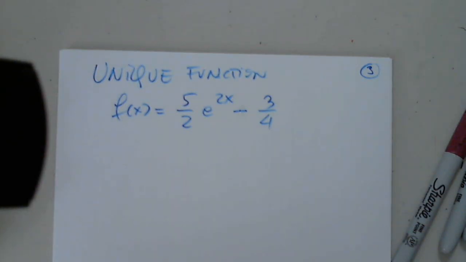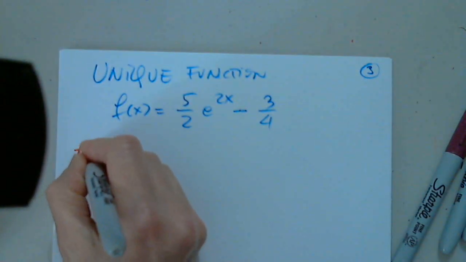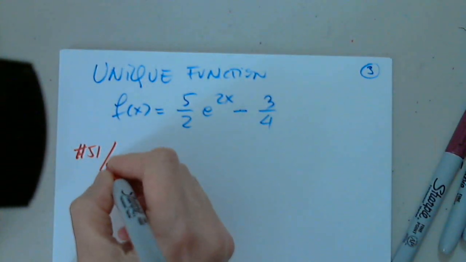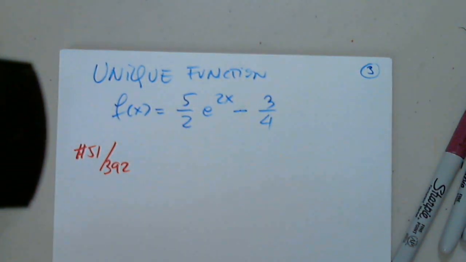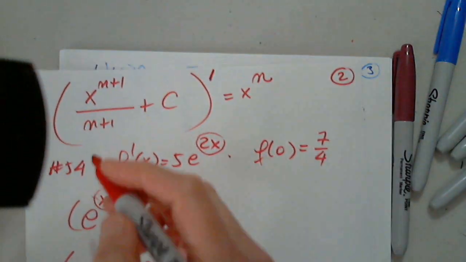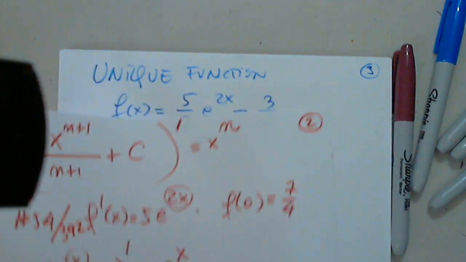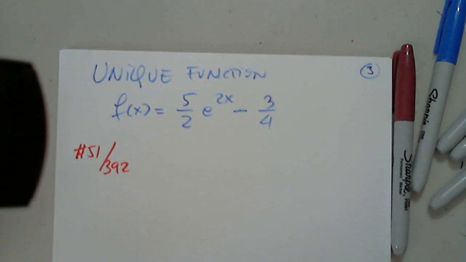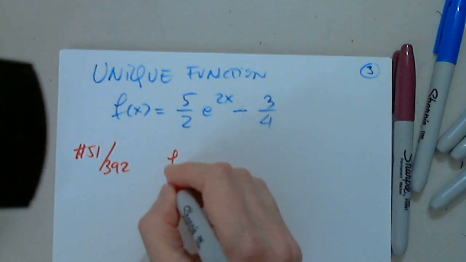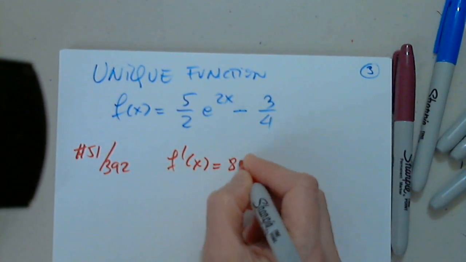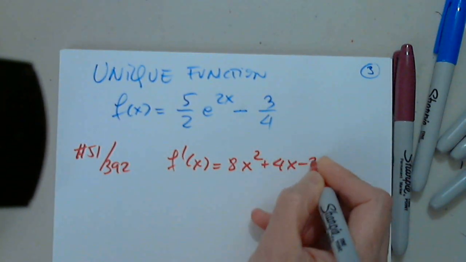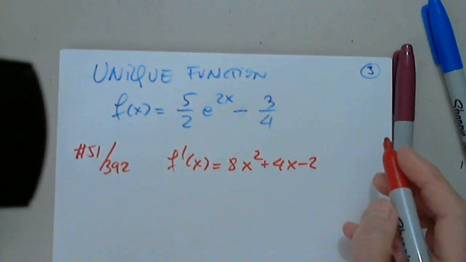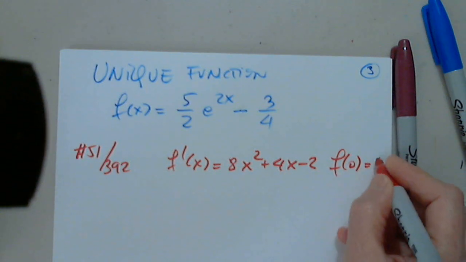Okay, I'm going to share my screen again. Let's choose another. Can I choose? Yes. I will choose 51. 51, and this is on page 392, and I forgot to write that we chose this also on 392. Okay, perfect. So 51 is f prime of x equals 8x squared plus 4x minus 2, and we are also given f of 0 is 6.